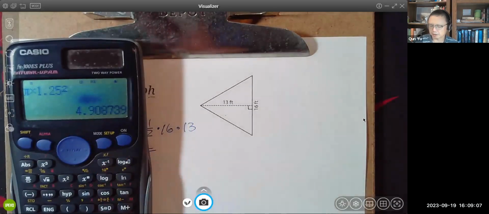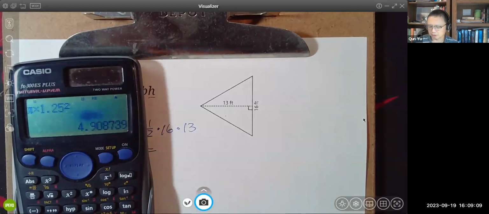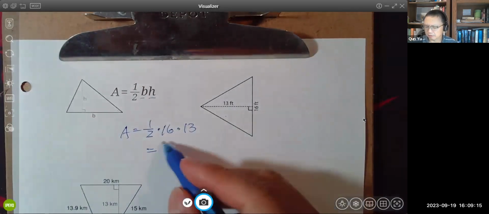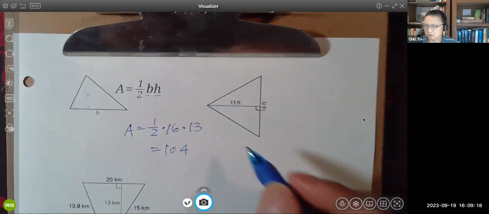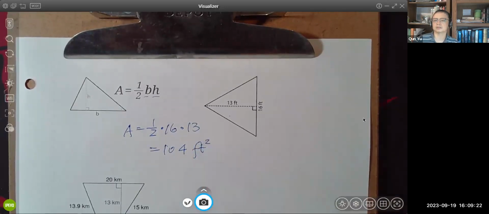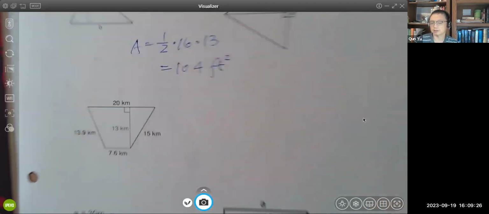8 times 13, that's 104. Let's try 8 times 13 equals 104. So we get 104. What's the unit? Feet, square feet. This is a unit for the area. So this is square feet.